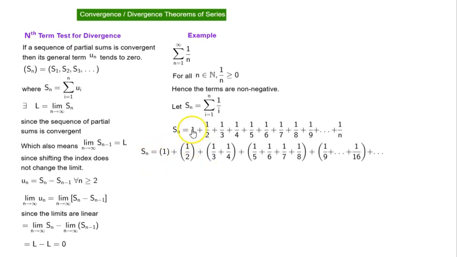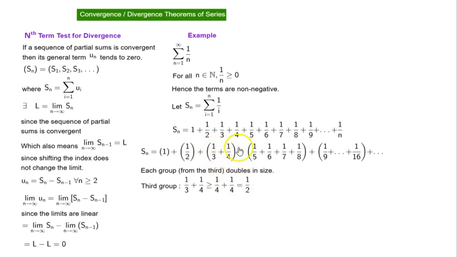So here the first term remains as it is, the second term remains as it is. Now 1 by 3 plus 1 by 4, I group it together. So there are two terms here. Then I take the next 4 terms and group them together. Then I take 8 terms, then 16 terms, and so on. So each group from the third doubles in size. So let's look at the third group.